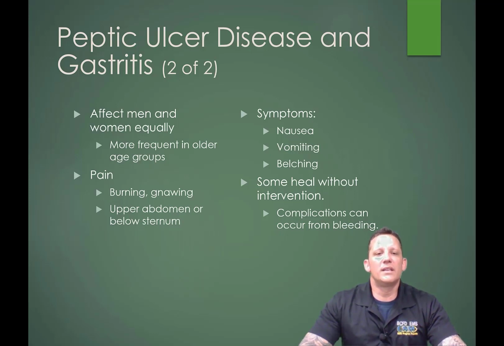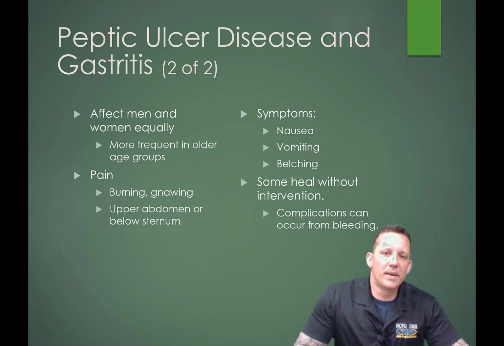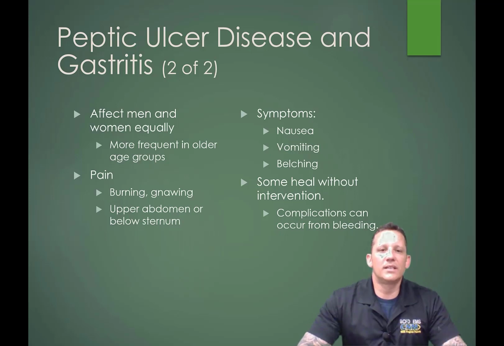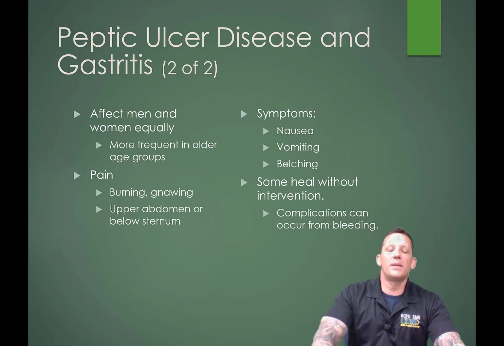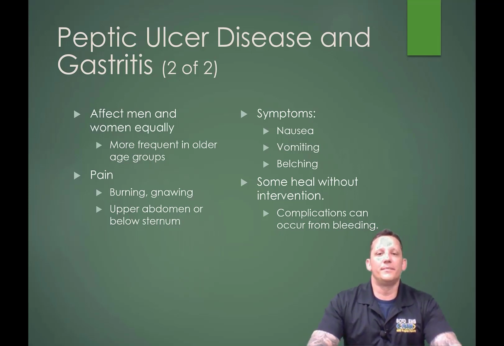Some of the symptoms of peptic ulcer are burning or gnawing pains in the upper abdomen or just below the sternum. Again, this is what we would call epigastric pain. Some of those symptoms are also nausea, vomiting, belching. Some of the ulcers will heal without an intervention, but some of them require either medical intervention, like a surgical fix, or consistent medication to reduce the acidic environment to allow the body to heal itself.